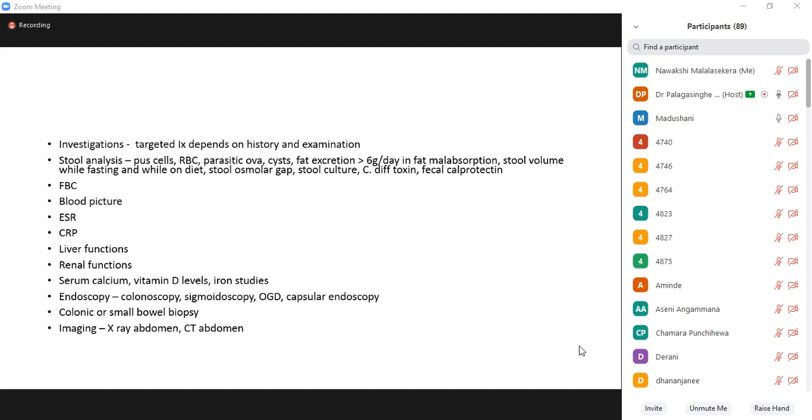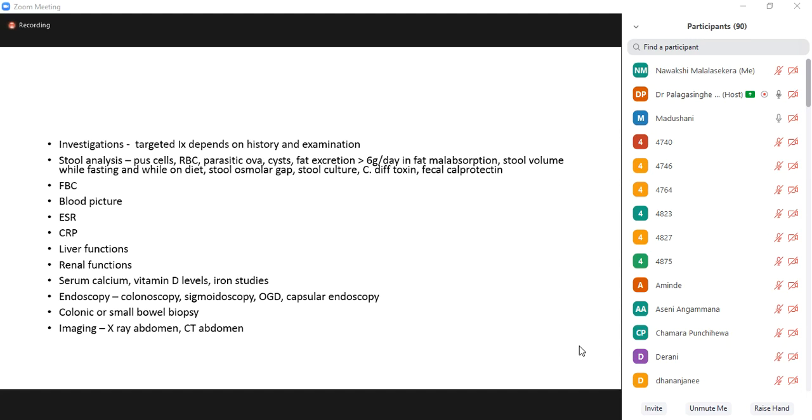Then the stool volume may be increased and may not be increased as well. Usually in cases where the patient has secretory or osmotic diarrhea, stool volumes can be very high, something like many liters. Then a significant decrease in stool volume while fasting indicates an underlying osmotic diarrhea.